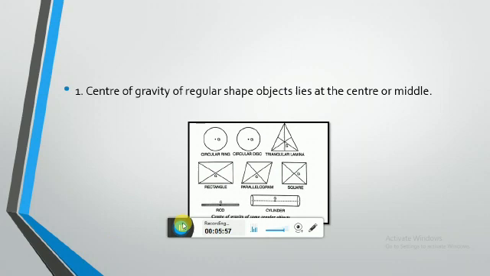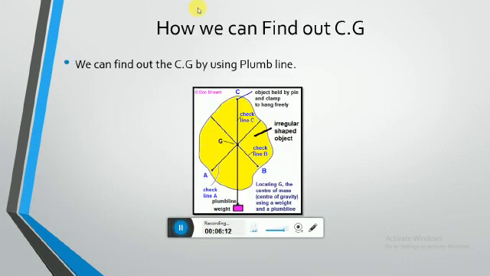of that specific object. But how can we calculate? The question is how we can find out the center of gravity of different objects. Let's try to understand how we can find out the center of gravity of different objects, either regular or irregular. By discussing an irregular shape first, after that we can discuss the regular shape objects.